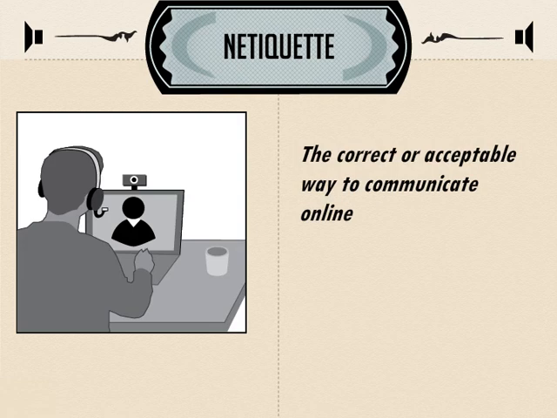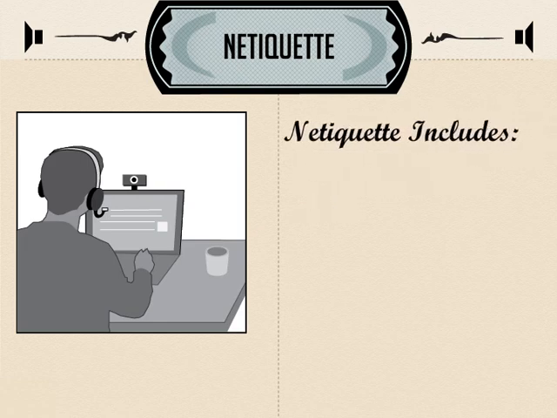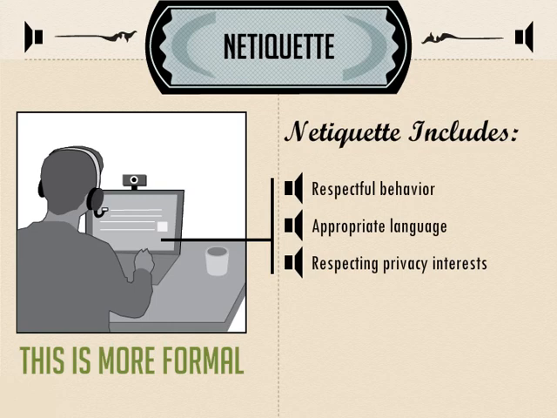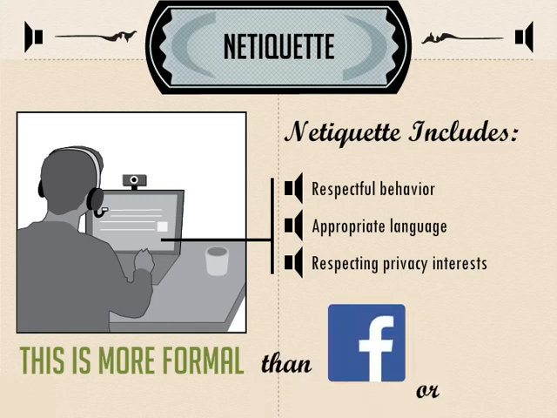It's the code of online etiquette you should abide by, especially when in an academic or professional setting. This goes for both synchronous and asynchronous communication. Netiquette includes respectful behavior, appropriate language, and an acknowledgement of other people's privacy interests. Remember, your classroom discussions should be much more formal than the type of discussions you may have with your friends on Facebook or Twitter.